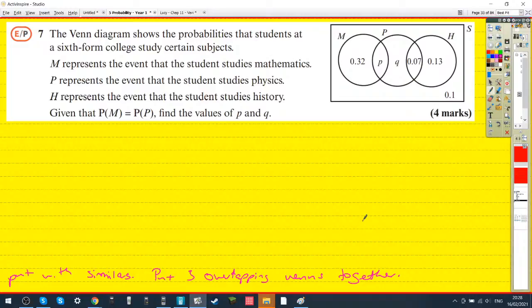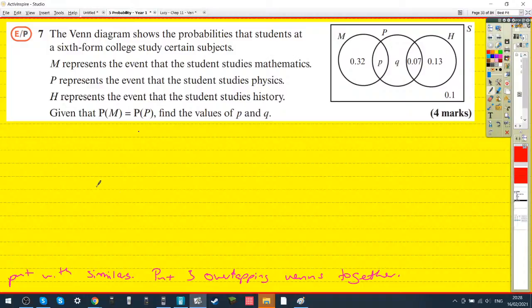So for this, how could you work out P and Q? Because you can't add them all together and minus from a certain number. Can you make any equation? You could use the equation we used before. I don't think that's really applicable here. They tell us the probability of M is equal to the probability of P.